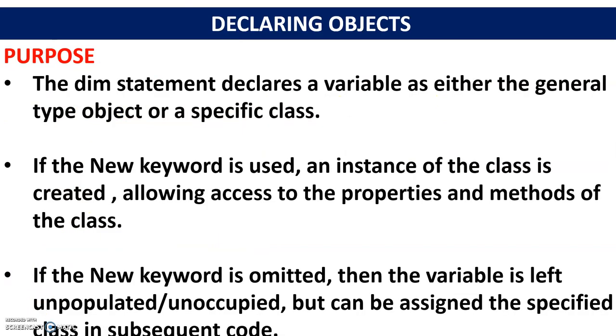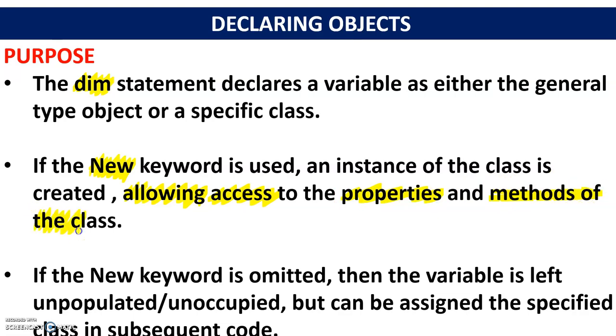So here we have the purpose of declaring objects. What is the main purpose of declaring objects? The Dim statement declares a variable as either the general type of object or a specific class. This we know, that we use the Dim statement to declare any objects. Now what is the importance of this New keyword? The New keyword is used so that an instance of the class is created, allowing access, remember this, allowing access to the properties and methods of the class.